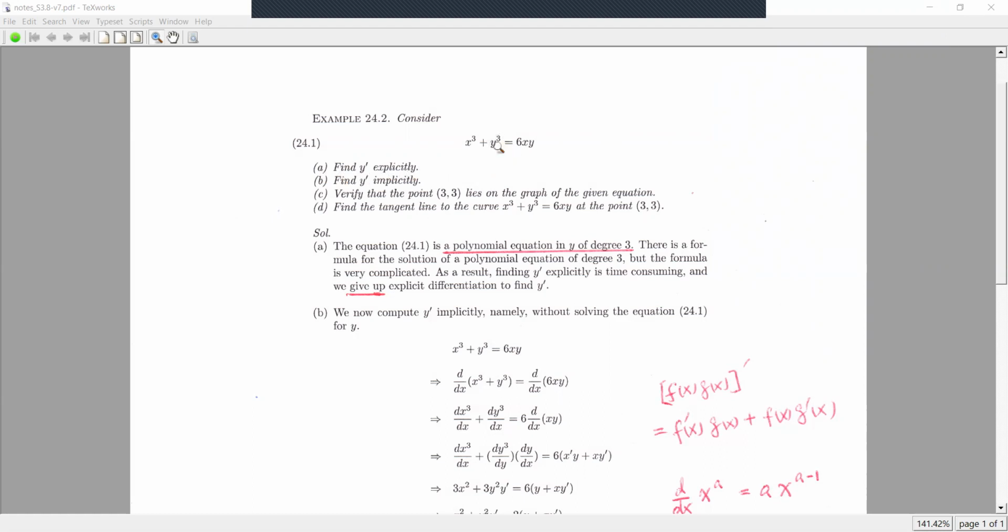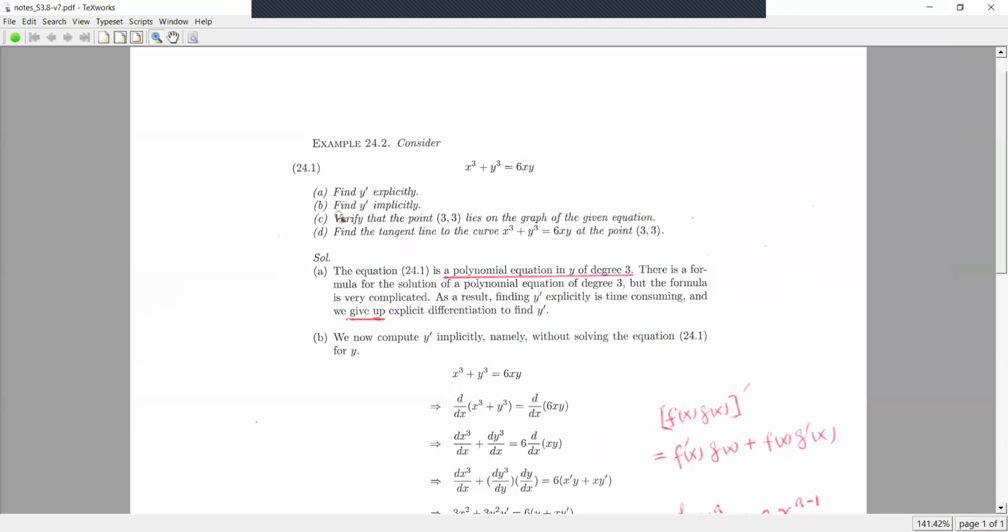The degree is 3. There is a formula to solve a polynomial equation of degree 3, but the formula is very complicated. As a result, solving this equation for y, then computing y prime, is very time consuming and also very tedious. So I decide to give up answering part A.